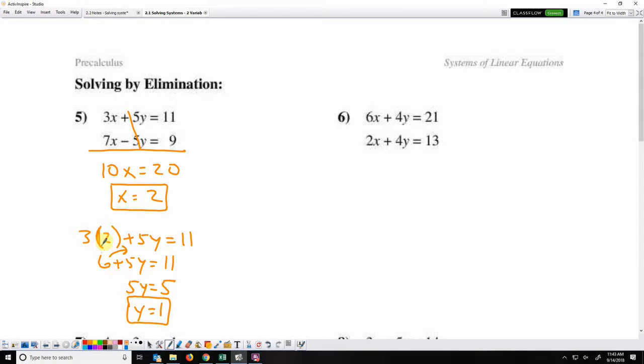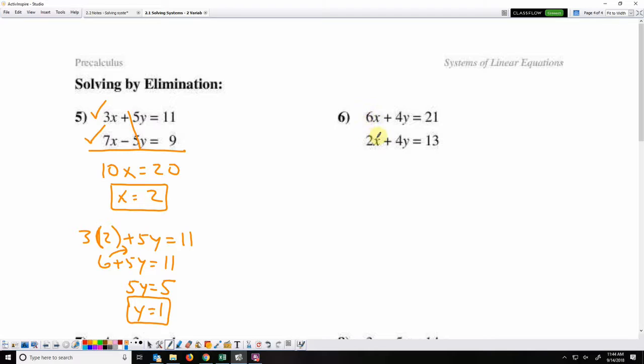Okay? Now I got my second value by plugging into the top, so I'm certain that that works. But I need to plug in here also. 7 times 2 minus 5 times 1, that's 14 minus 5 is 9. That one checks out. So we should always check to make sure that our answers are correct.